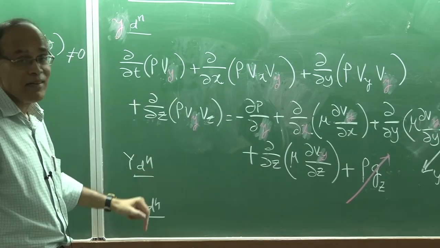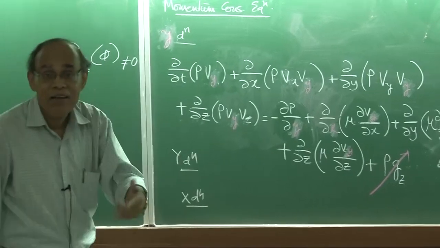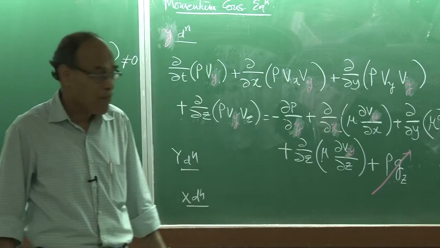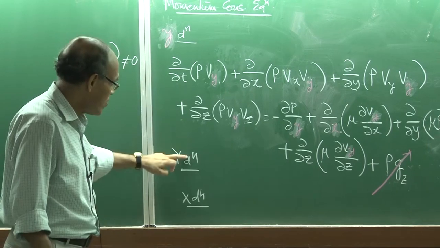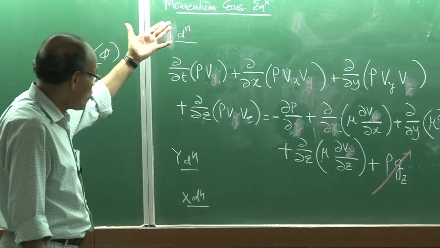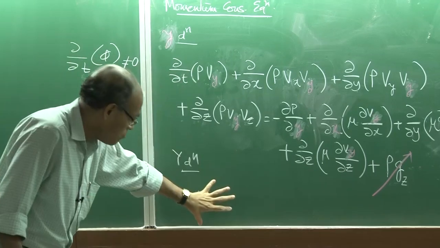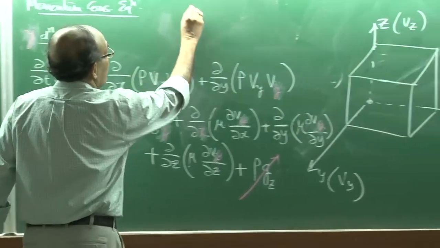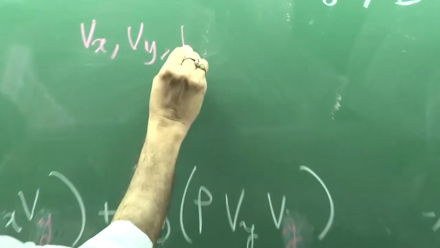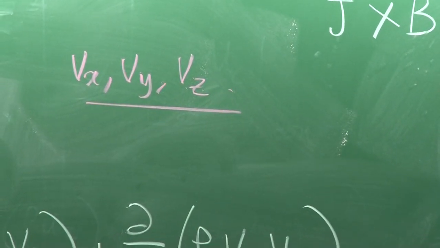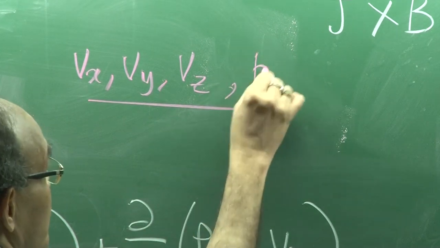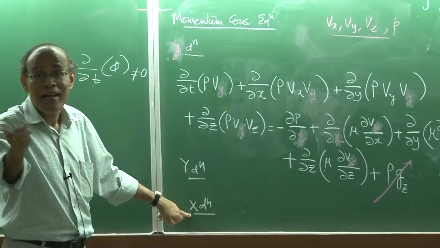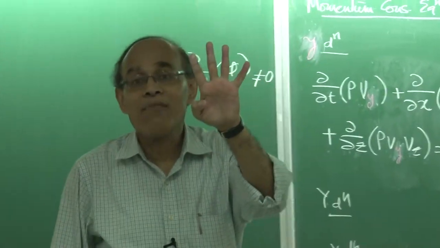Given this, I suggest that once you go back, you do this exercise yourself: write down the x direction momentum balance equation, and then you will never forget. Earlier I wrote the z, now I have shown you the y, and you will write the x direction momentum balance. There are three unknowns, Vx, Vy and Vz, and in addition an unknown pressure. We have three momentum balance equations, add one more mass continuity equation, so we have four equations.